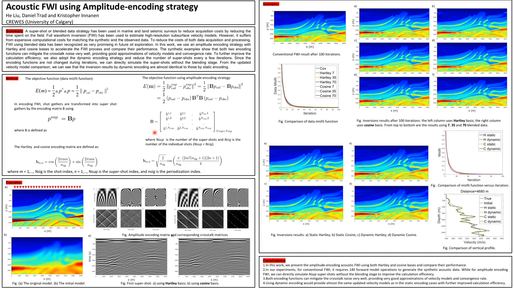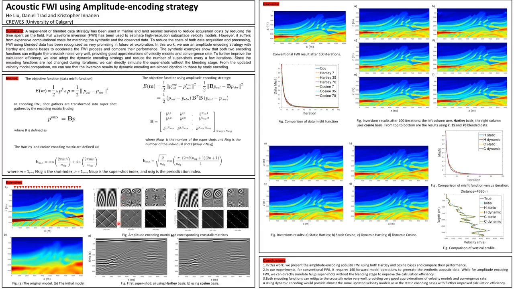Then we redefine the objective function of encoding FWI by this equation. The matrix B transpose B is referred to as the crosstalk matrix, and when it is equal to the identity matrix, the encoding objective function is equal to the traditional objective function. So FWI using blended data would produce the same results as in the conventional case. In this work, we use Hartley and cosine basis as the encoding functions.